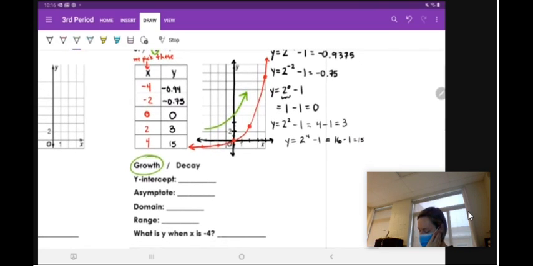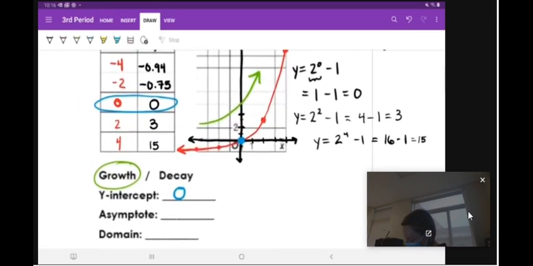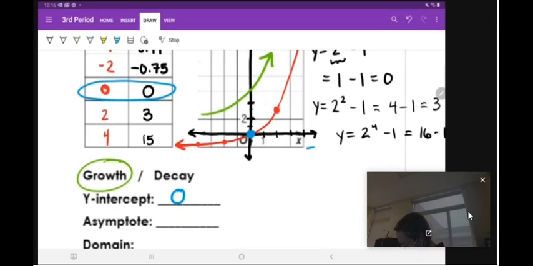Next, let's look at our y-intercept. Our y-intercept is the point where our graph crosses the y-axis. It's the point where our x value is 0. That would be this point or this point. A couple different ways we could think about this. So when our x value is 0, our y value in this example is also 0. So our y-intercept is 0. The asymptote is the line that our graph is getting closer and closer to, but it's never actually going to cross it. So that would be y equals -1.